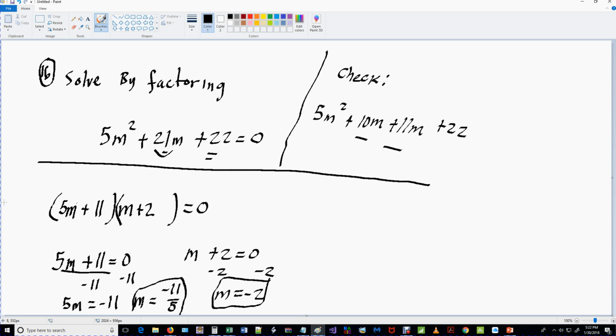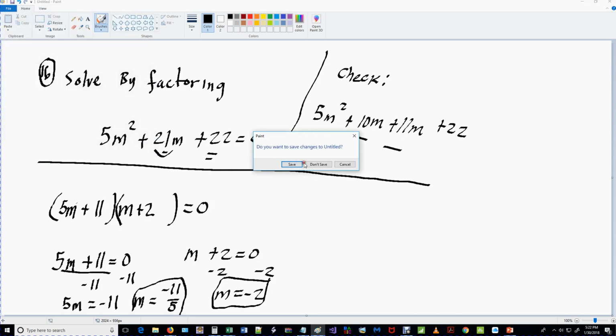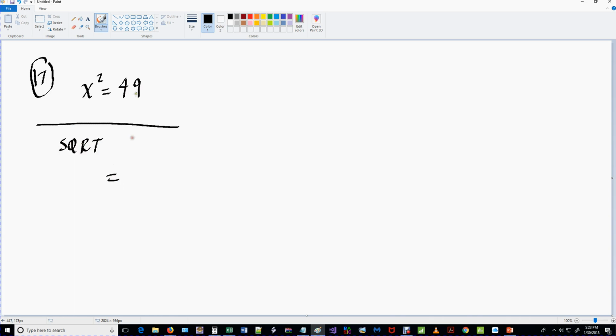Alright, let's continue. The second problem, this would be, I think, number 17. This is a much easier problem. It is x squared equals 49. And you can do it a couple of different ways. One way is to find the square root of both sides. And alright, so let's find the square root on both sides. The square root of 49 is 7. The square root of x squared gives you x.